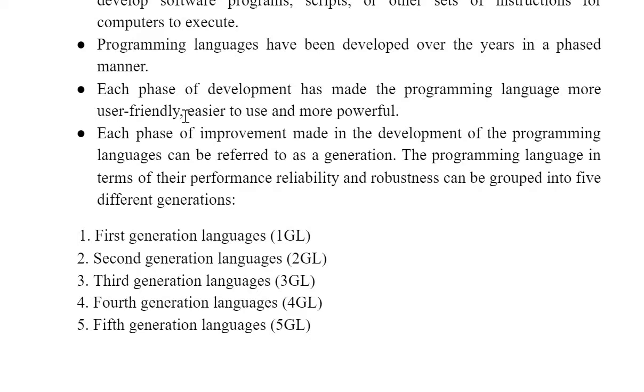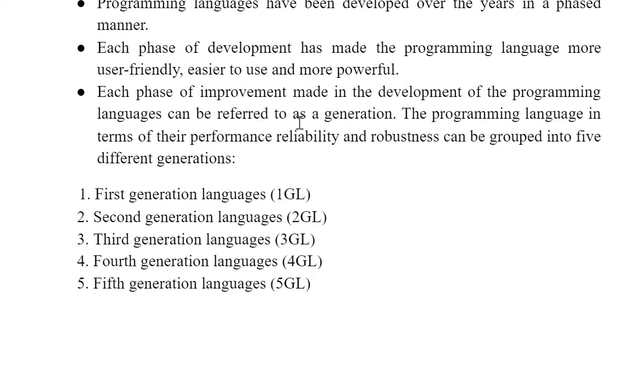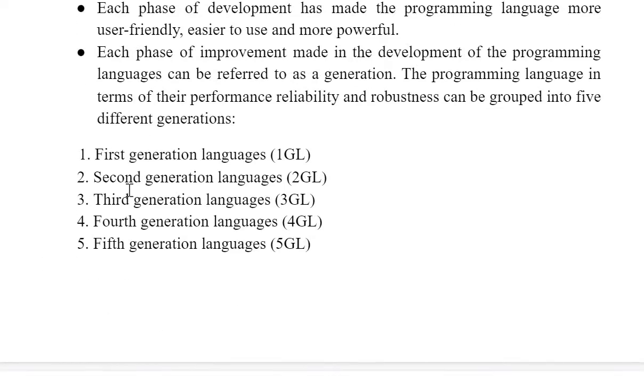The main aim of developing new versions was to make languages more user friendly, that is, closer to human beings so that they can understand them easily. Each phase of improvement made in the development of programming language can be referred to as a generation. These generations are nothing but versions or improvements of the language. The more generations, the closer it is to human beings. The programming languages, in terms of their performance, reliability and robustness, can be grouped into 5 different generations.